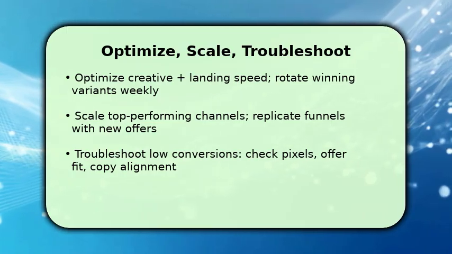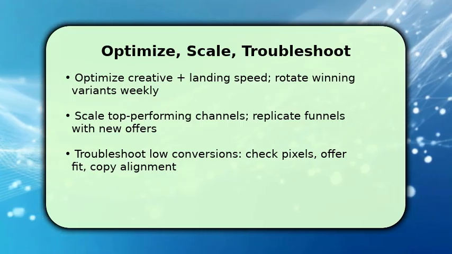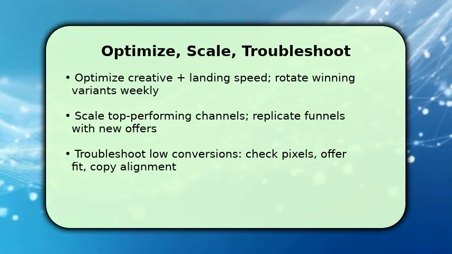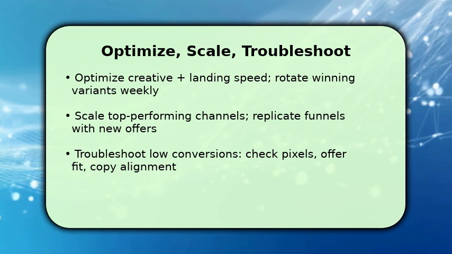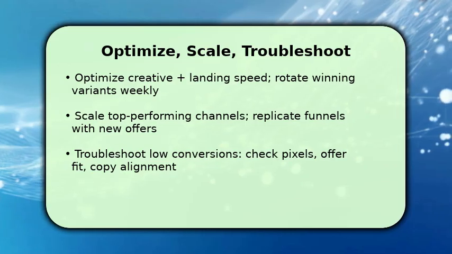If conversions are low, first check tracking pixels and analytics, then validate offer market fit. And finally, have AI rewrite headlines and benefit-led copy to better match user intent. This step usually fixes most problems quickly.